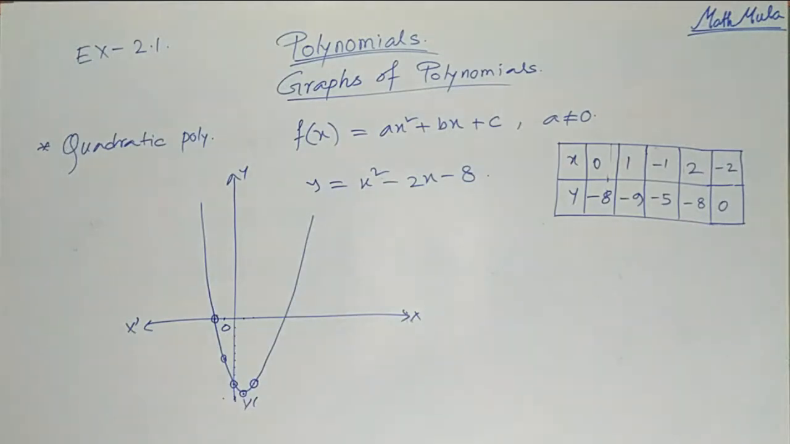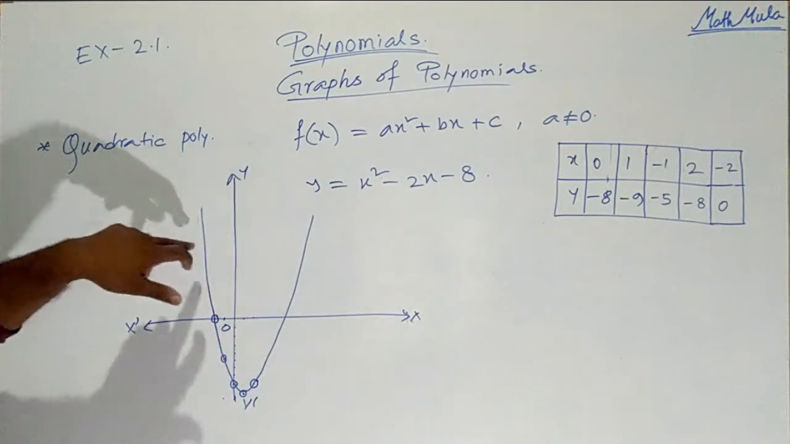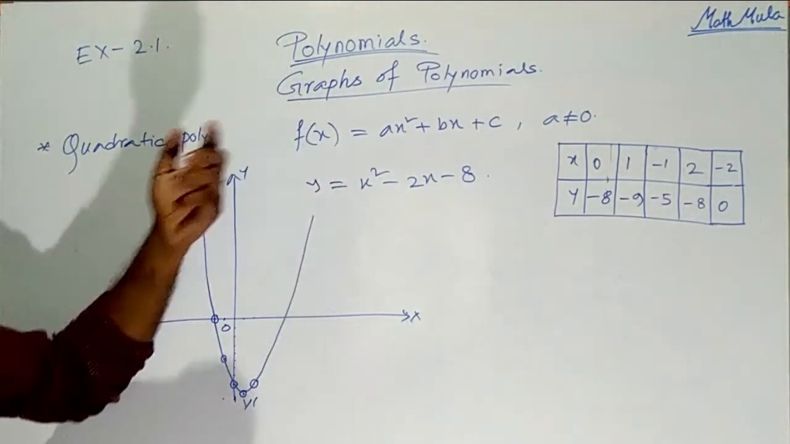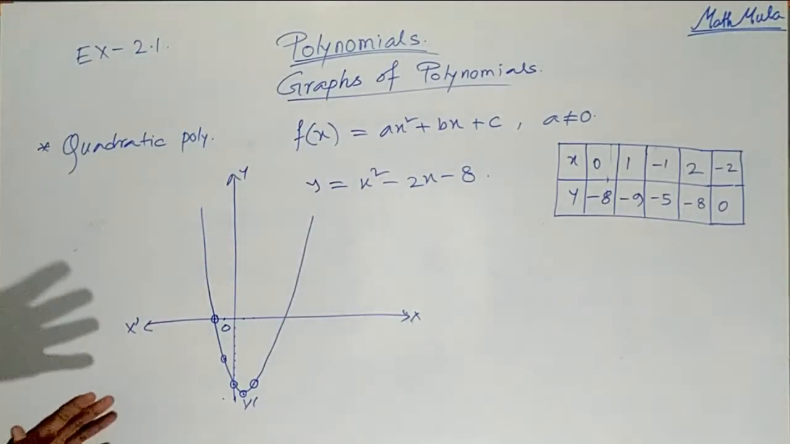The graph will be like this. This graph is called a parabolic graph. This graph is open on the upper side, so this is called a parabola opening upwards. For the quadratic polynomial, there are many types of curves.